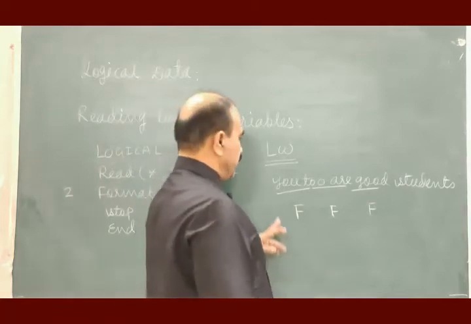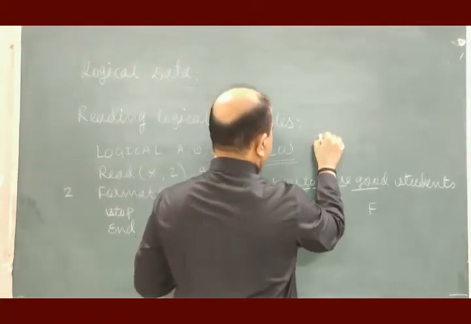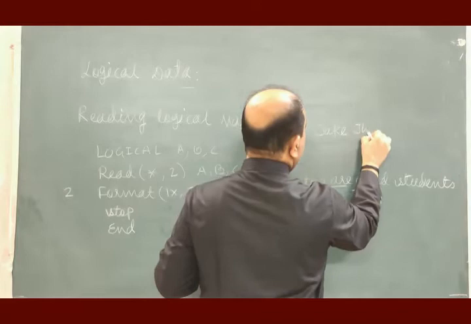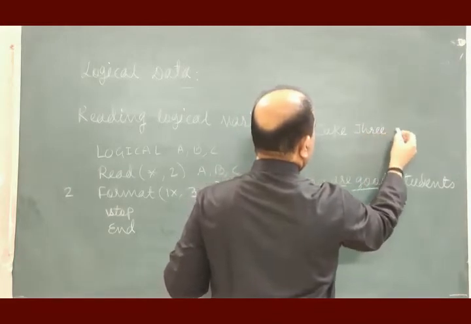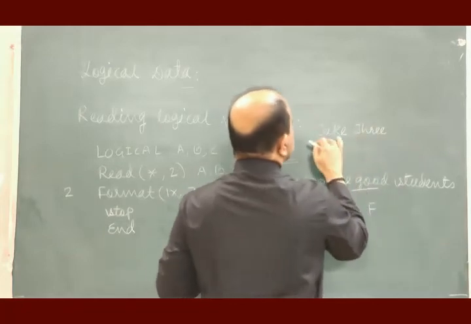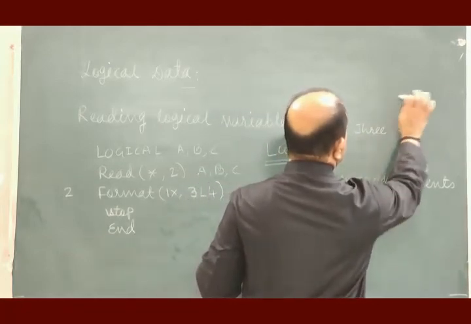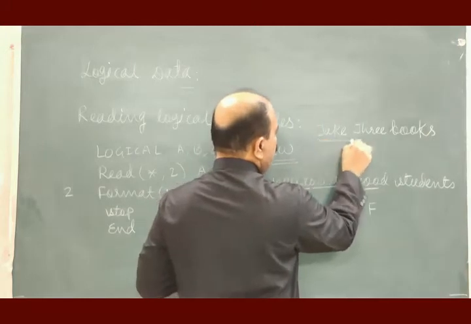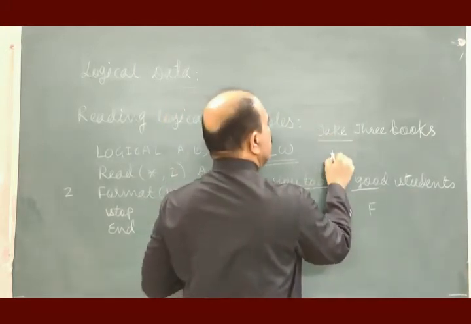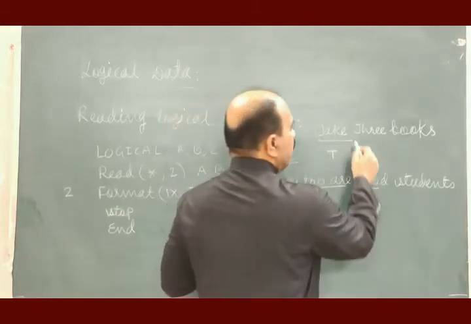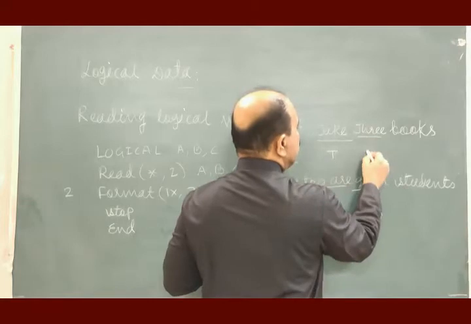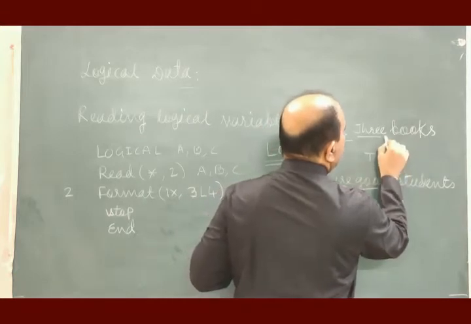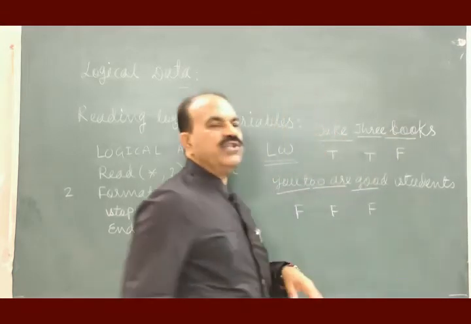Instead of that, if you enter this way, the first letter is T, so true will be assigned to A. The first letter is T, true will be assigned to B. The first letter is E, false is assigned to C.